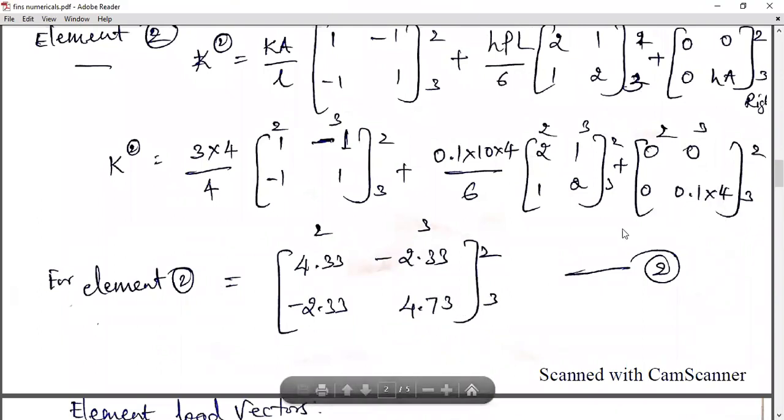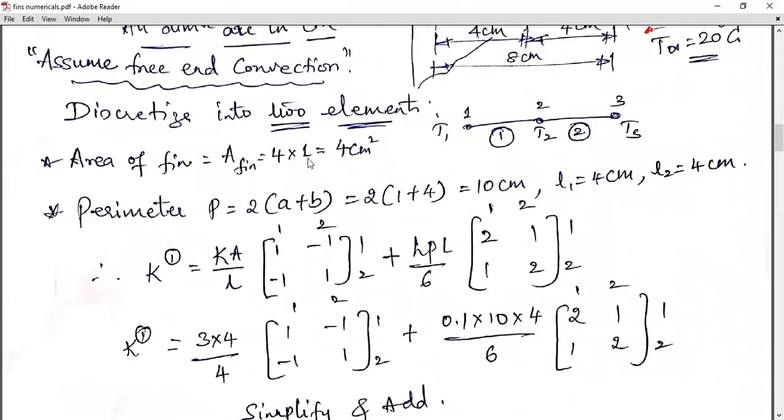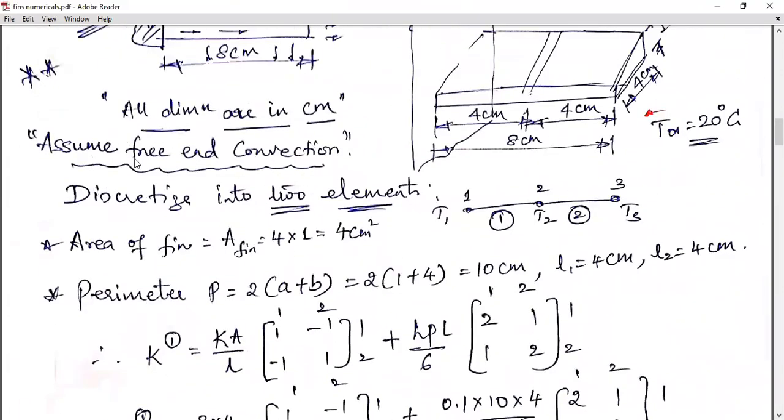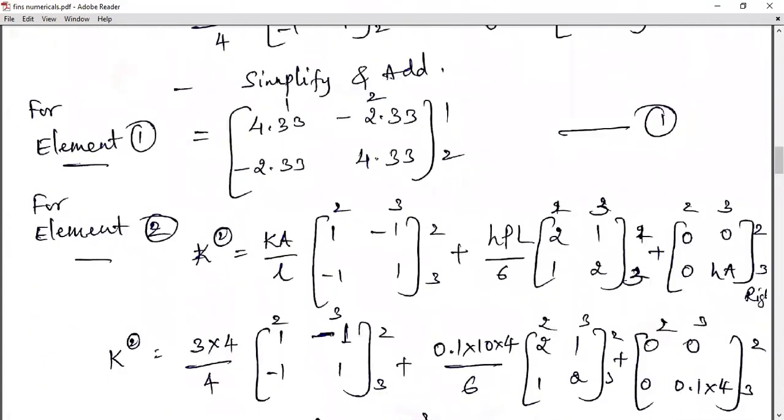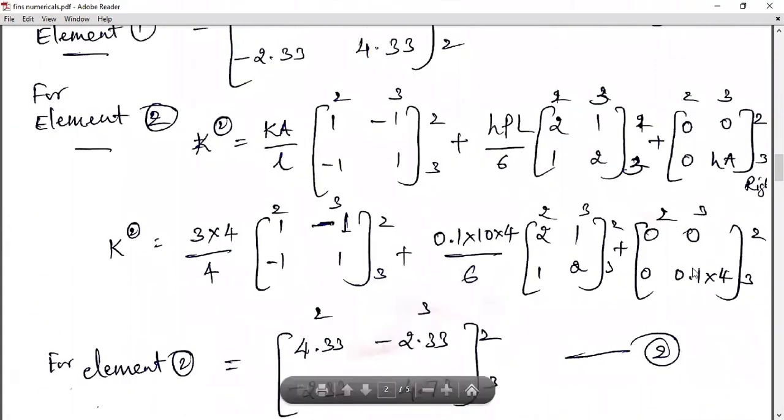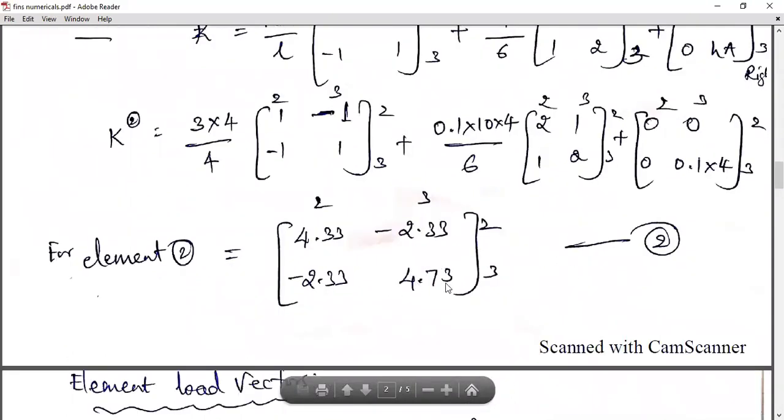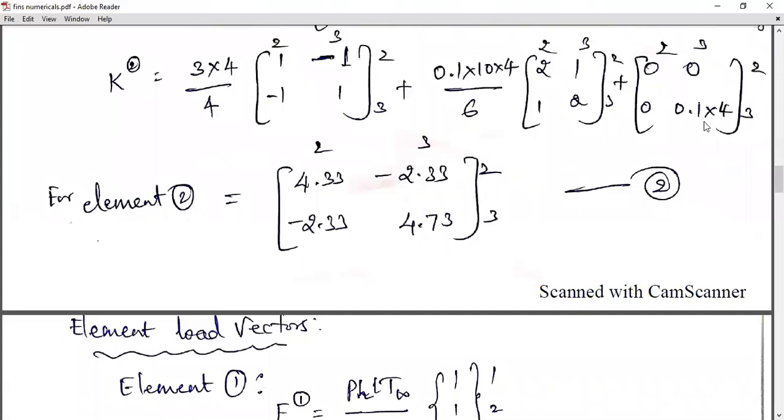You are not supposed to ignore this unless the statement doesn't contain free end convection. If free end convection exists in the problem, you are supposed to add this particular matrix. Else you can ignore this matrix. The identical values you would have got.